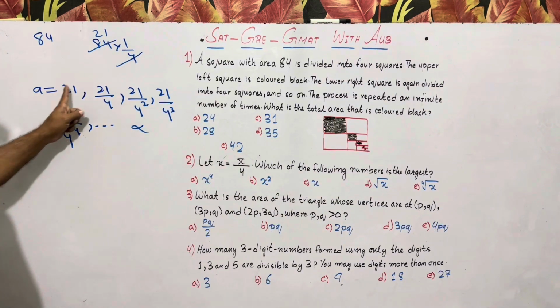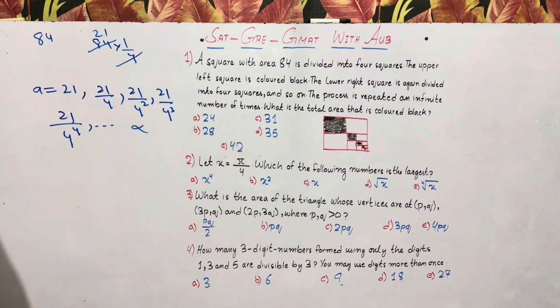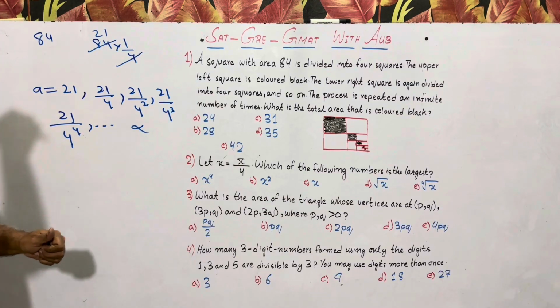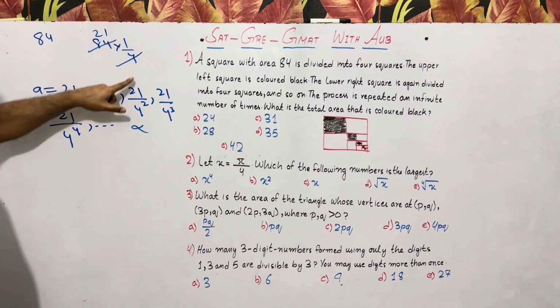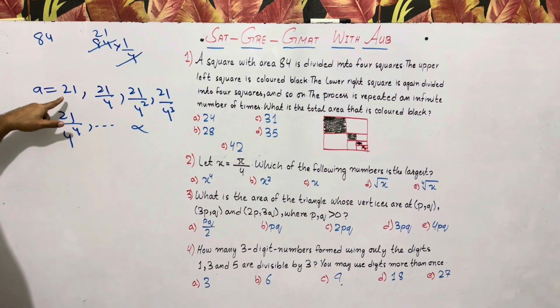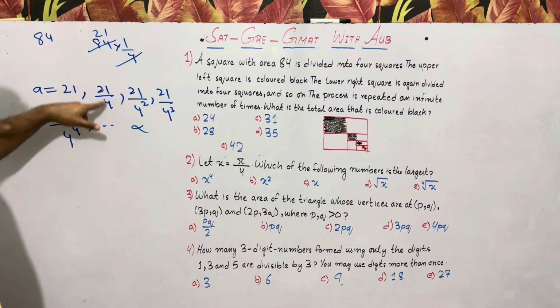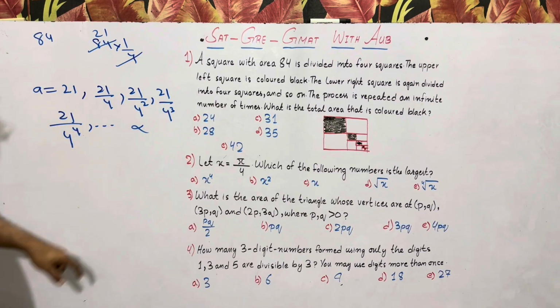We have to find their sum. Simply, we are given a square having area 84. We have to shade its 1/4. 84, we have just managed its 1/4, that's 21. Again, we have to shade 1/4 of 21, 21 upon 4. Again, we have to shade 1/4 of 21 over 4. It will become 21 over 4 square, and so on up to infinite.